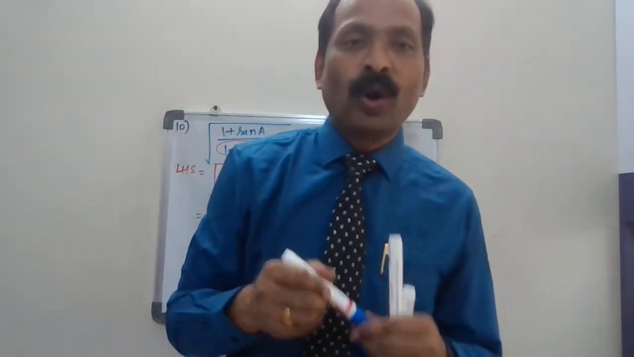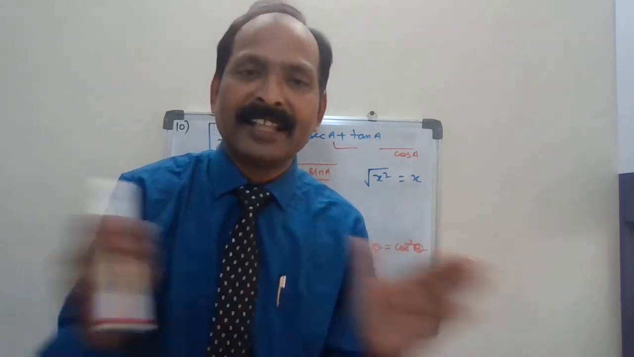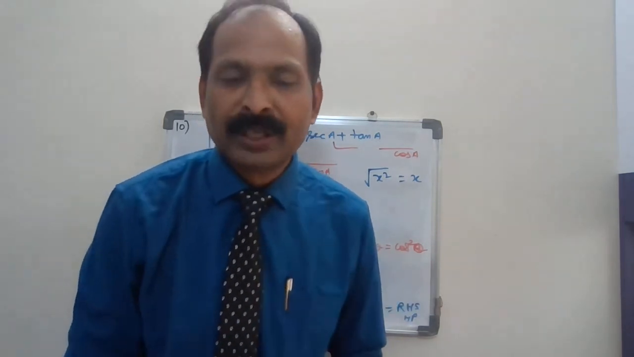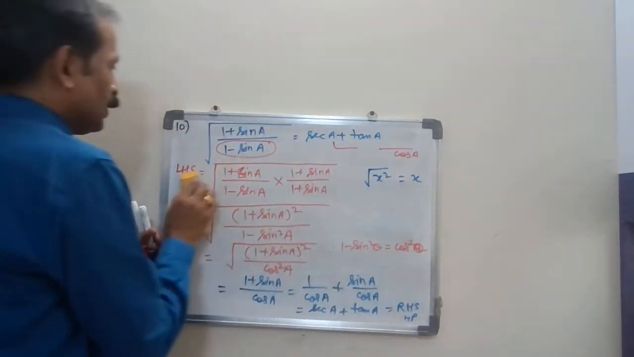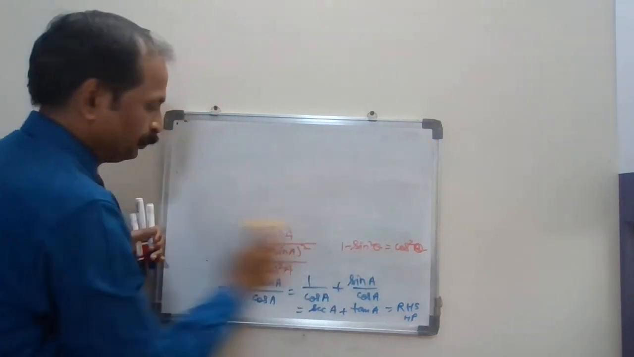Some students take left hand side separate and right hand side separate, and then they equate them. It's up to you. Some children are comfortable, they can simplify right hand side also, and then they can equate. So I'm taking one last sum.